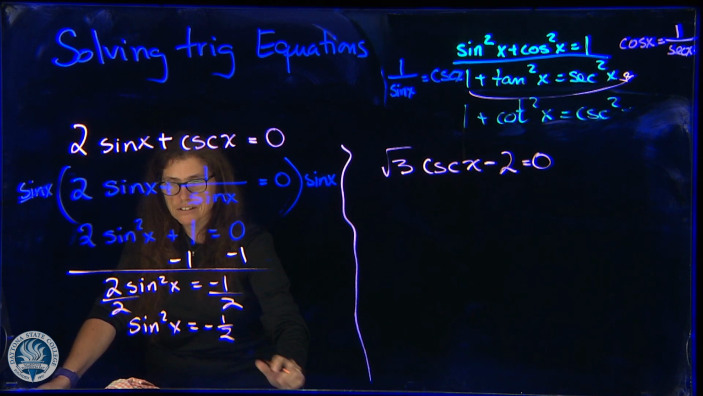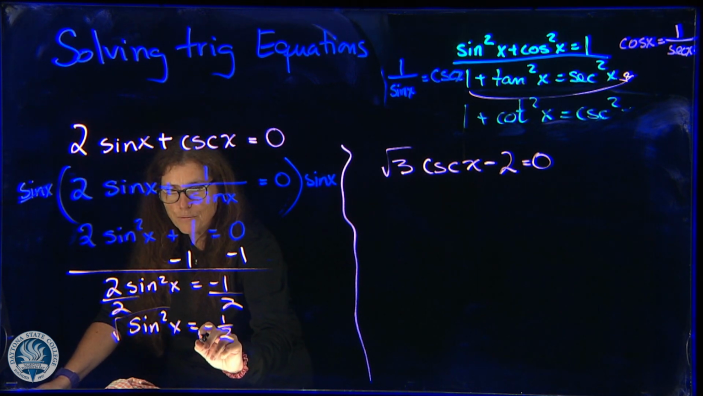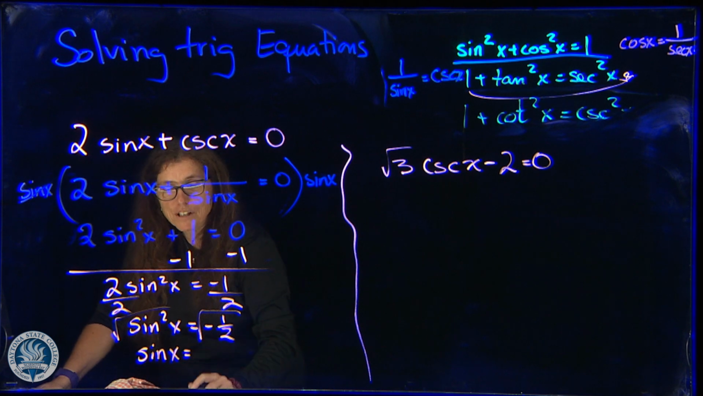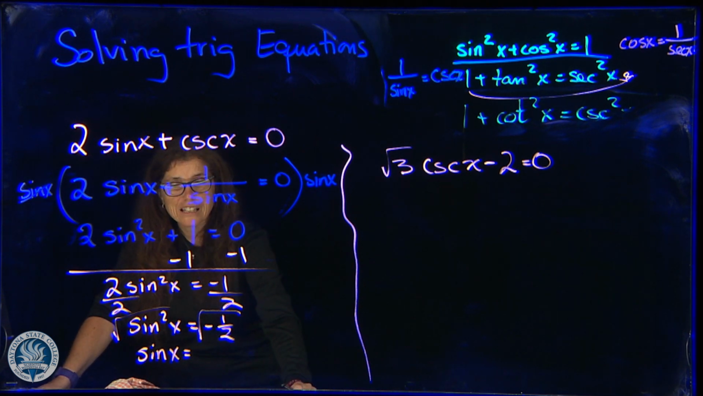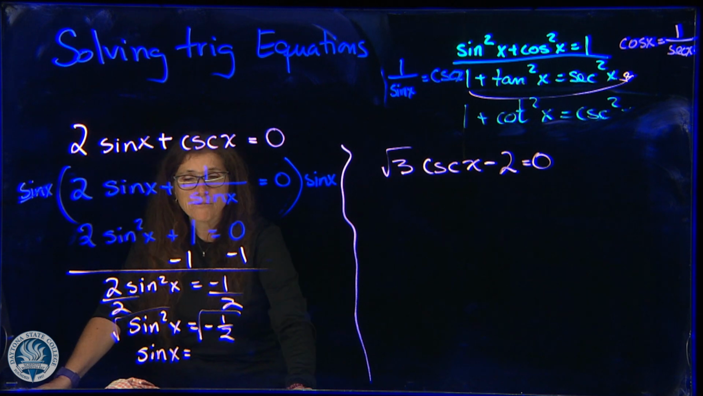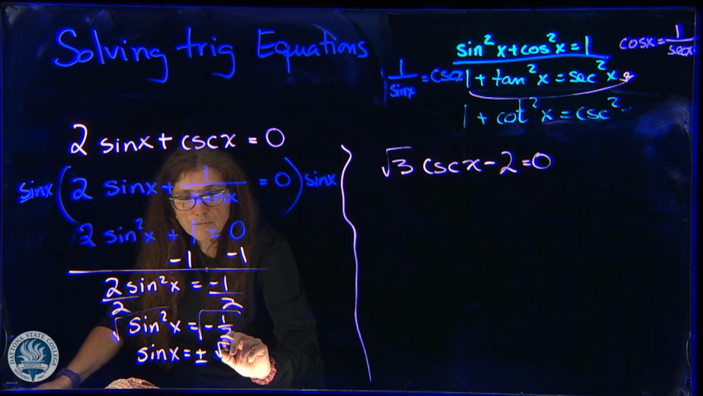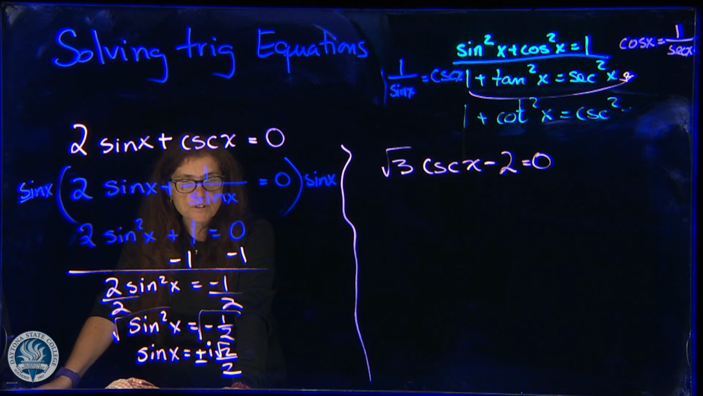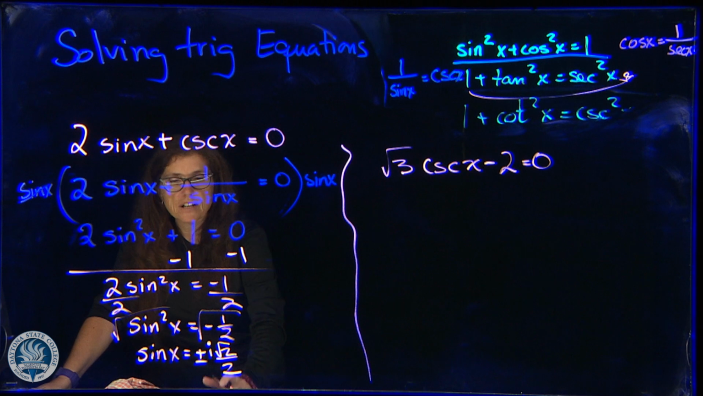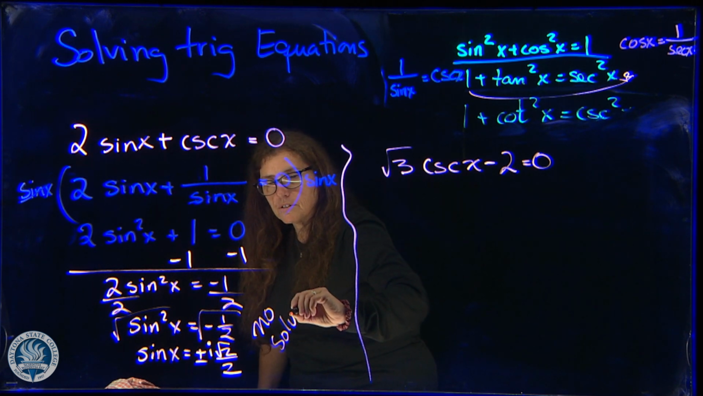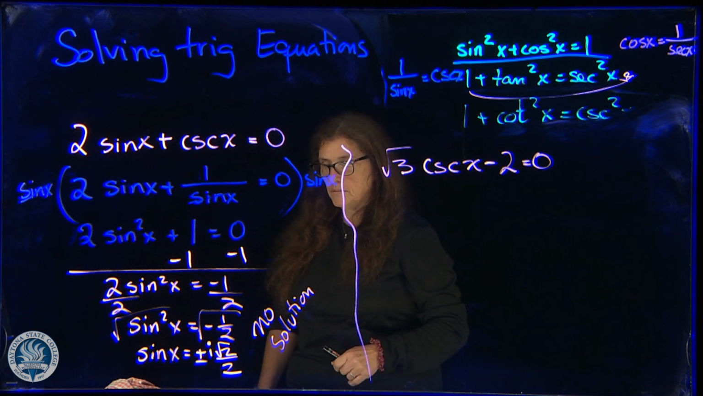Oh, what's going on here? If you now were to take the square root, you would have the sine of x is some kind of imaginary number, because you cannot take the square root of a negative 1/2 unless it's imaginary. It would be plus minus square root of 2 over 2. Let me write the i here. And of course that is something we cannot graph. That is an imaginary number. So when you get an imaginary number, what does that mean? That means no solution. You have no solution here to this problem.